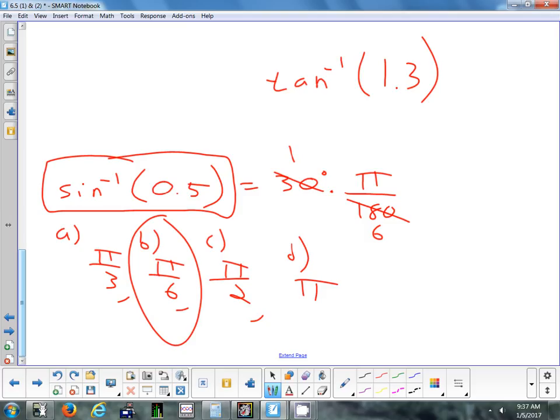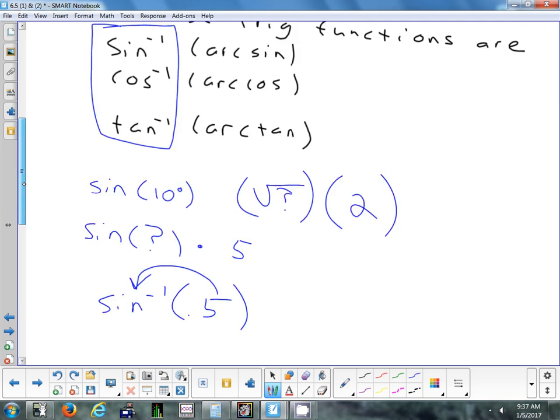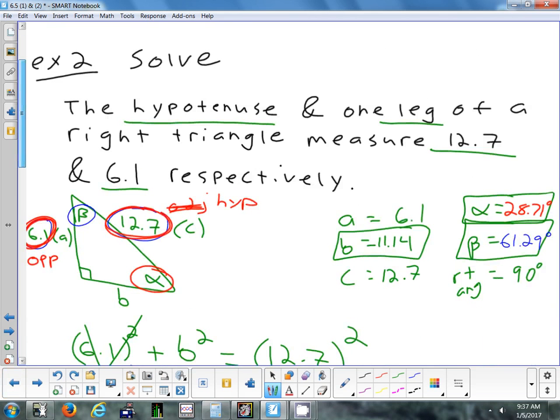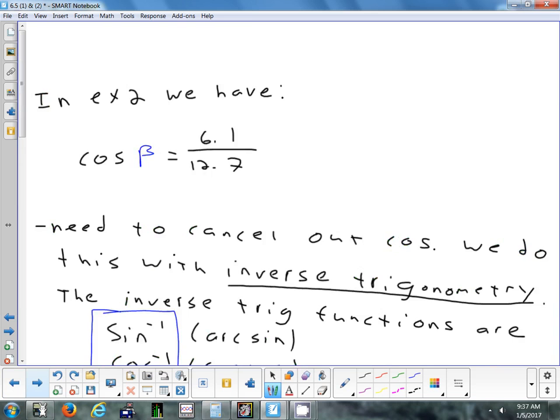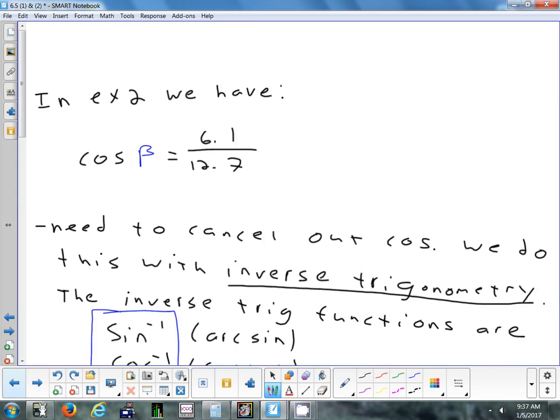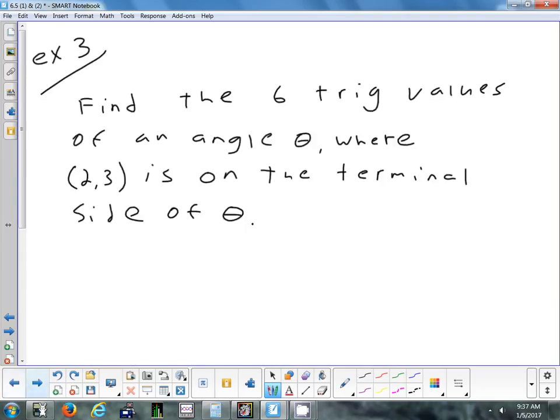Okay, so you'll have some problems on the test where it's just find the inverse trig function, and then you'll have some like this, where I give you a problem and you have to use inverse trig as part of the problem itself, like example 2. Okay, there's one of these on the test. That's another one with solving with two sides. It's really just like the one we did, so I'm going to skip over that.